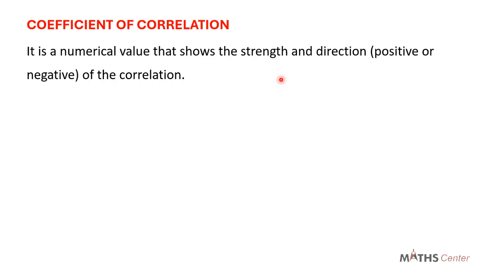When we have a data set, we can find the coefficient of correlation. The coefficient of correlation is a numerical value. It's a number that shows the strength and direction of the correlation. So when we find the coefficient of correlation for a given data, it helps us to know the strength of the relationship. How strong is it? Is it very strong? Is it moderate? Is it very low?